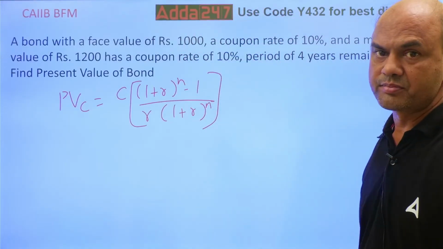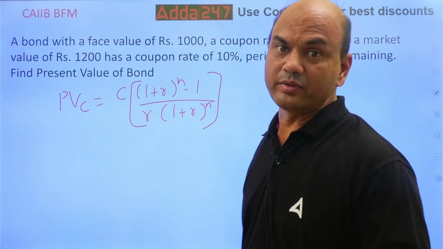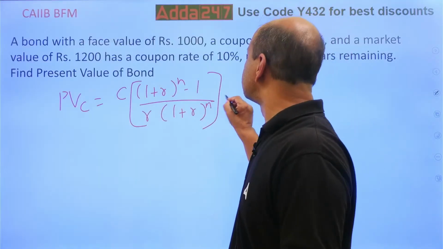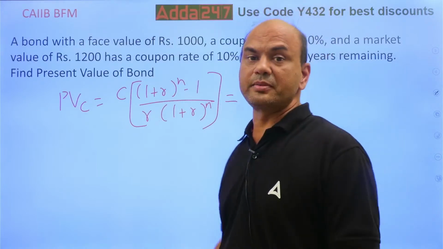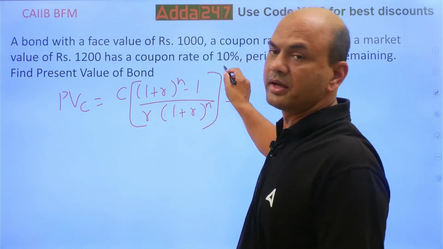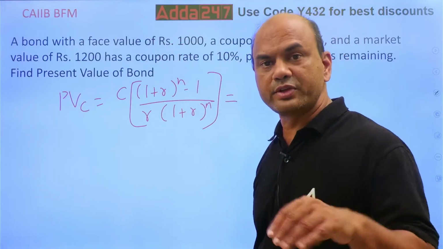Okay. What is this answer? You have two types of annuities, right? Annuity due and ordinary. So this is ordinary. So what is C? C means the coupon amount. What is the coupon amount? Coupon amount, how much am I getting? What was the coupon rate? 10%. 10% into 1000. Coupon amount is always on the face value.